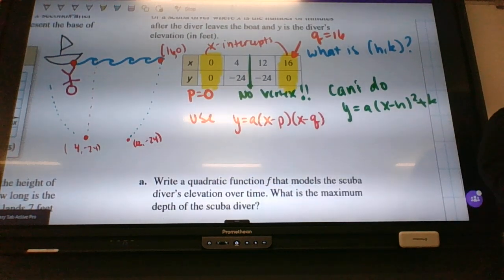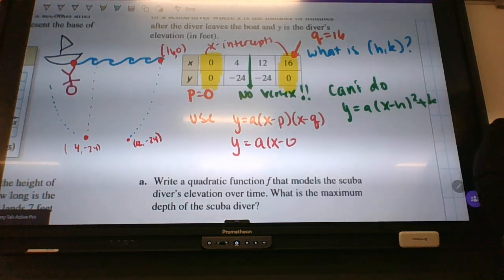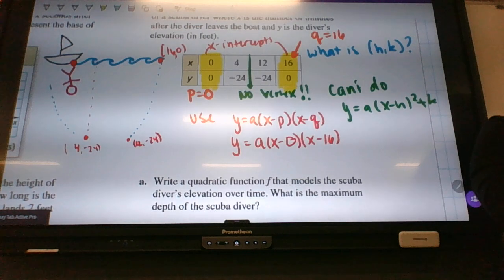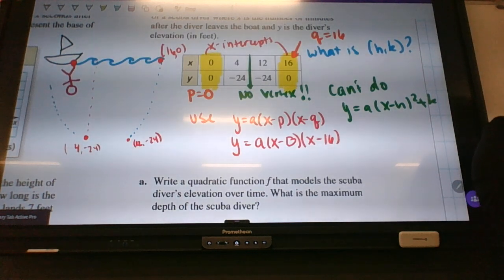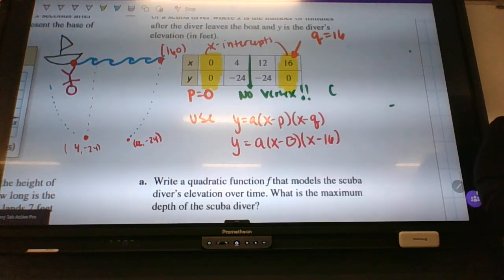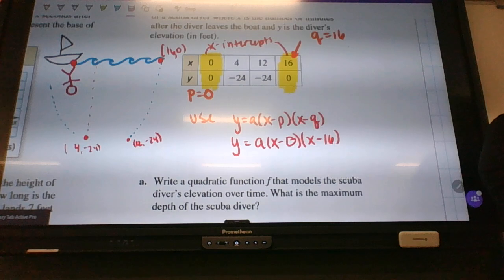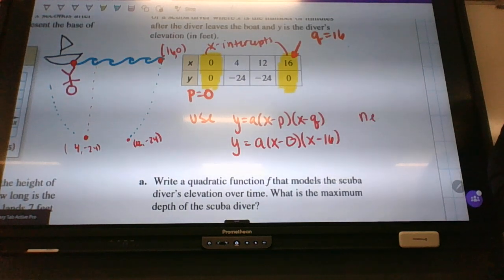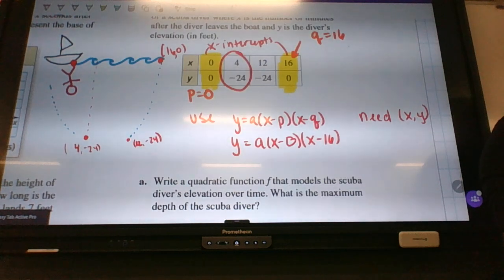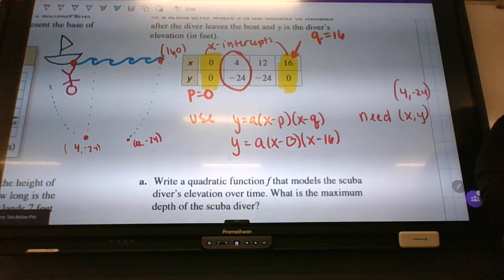Okay, so I'm going to go y equals a, x minus 0, x minus 16, and then we need another point. Too much going on here. So we need x comma y. Let's use 4, negative 24 and put that in the xy spot.